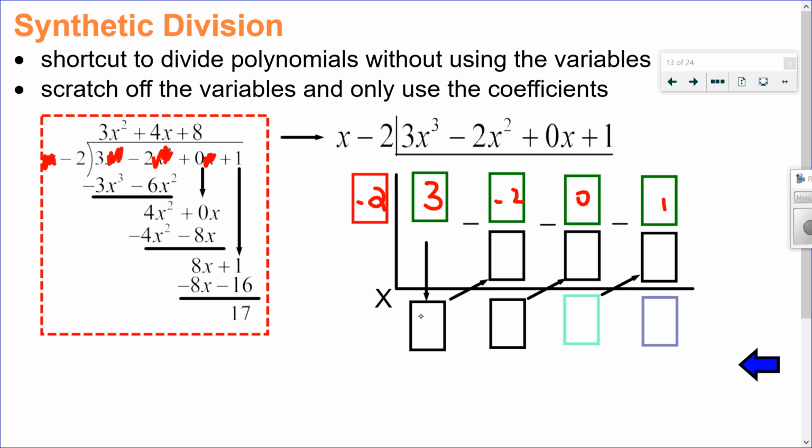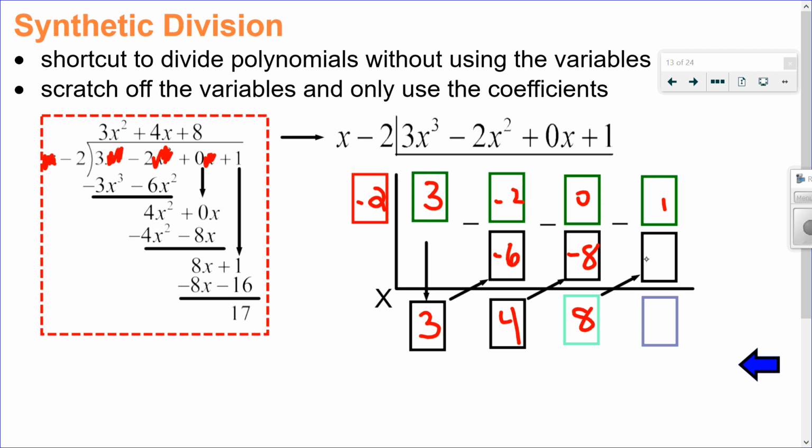So I bring the 3 down, which is 3, and then I multiply. Negative 2 times 3 is negative 6. And just like long division, I subtract. So negative 2 take away negative 6 is positive 4. And then negative 2 times positive 4 is negative 8. And I subtract. 0 take away a negative 8 is a positive 8.